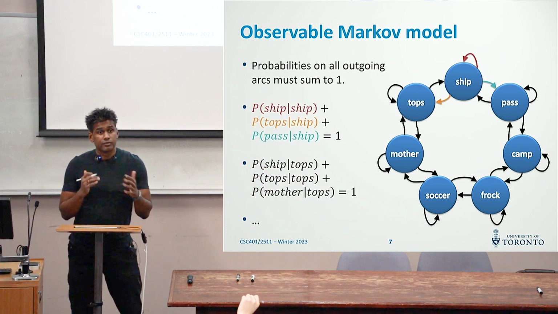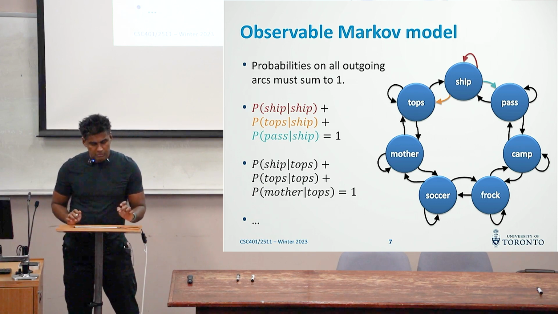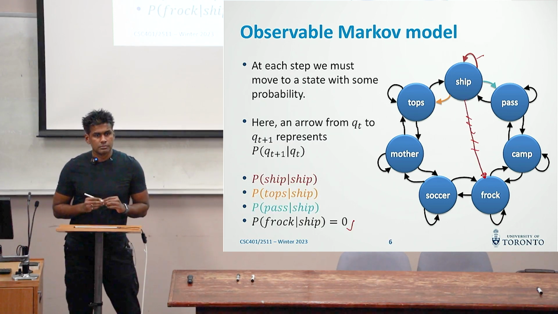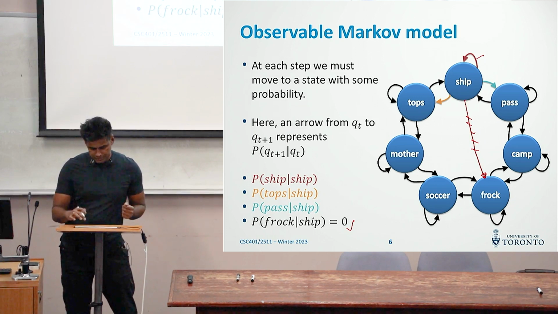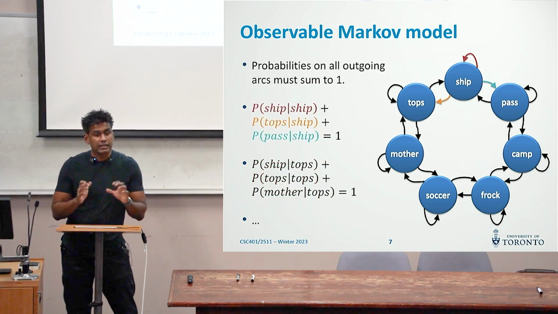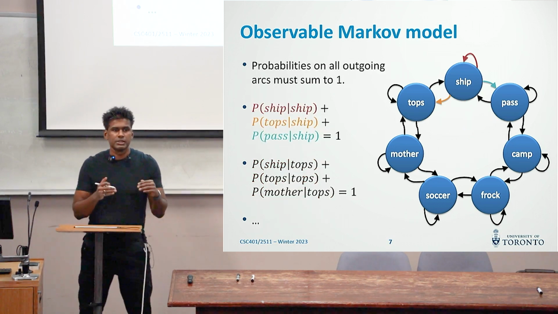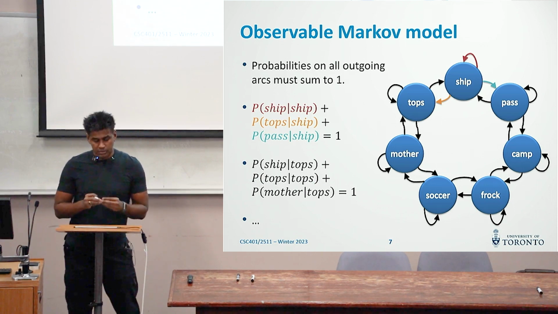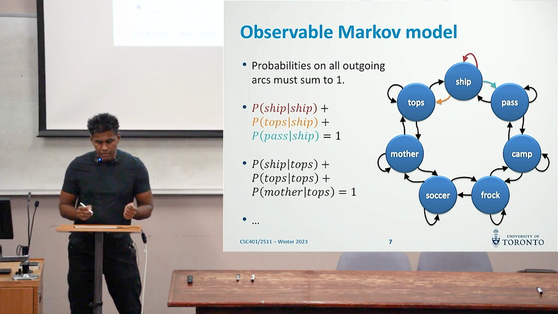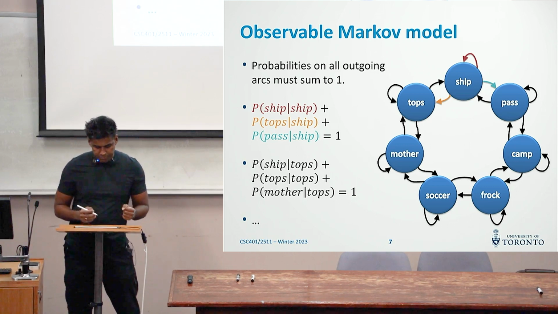So the state, like the current time step, only depends on the last state. That is because we're making a first order Markov assumption. We're saying it's a bigram model. For this to be a valid probability distribution, the sum of all outgoing arcs must sum to 1. So if you take the node ship over here, then the probabilities from ship to ship, ship to pass, and ship to tops sum to 1.